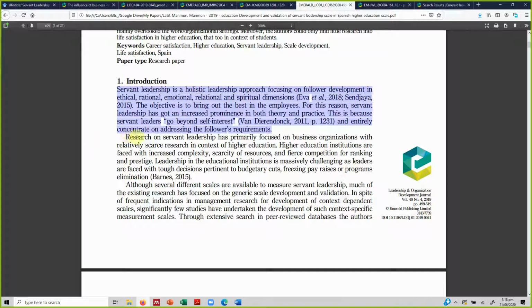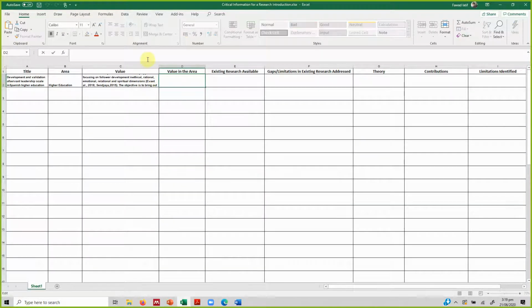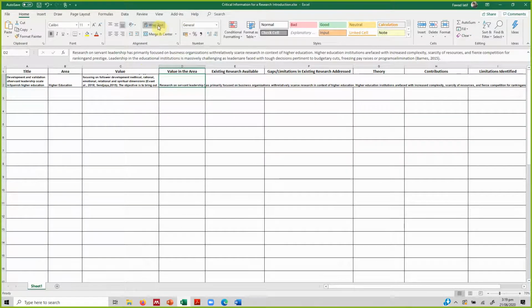In this case, it says that research on servant leadership has primarily focused on business organizations, with relatively scarce research in the context of higher education. Higher education institutions are faced with increased complexity, scarcity of resources, and fierce competition for ranking and prestige. And this is the reason that leadership is important. Leadership in educational institutions is massively challenging, as leaders are faced with tough decisions pertinent to budgetary cuts, freezing pay raises, or program elimination. So what you can do is simply copy this text and put it into your Excel sheet. There you go. Wrap the text.